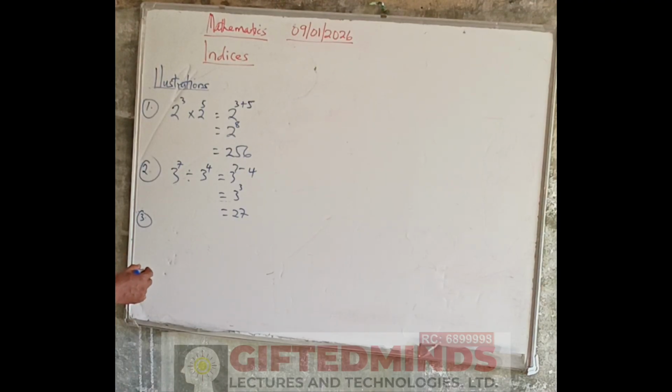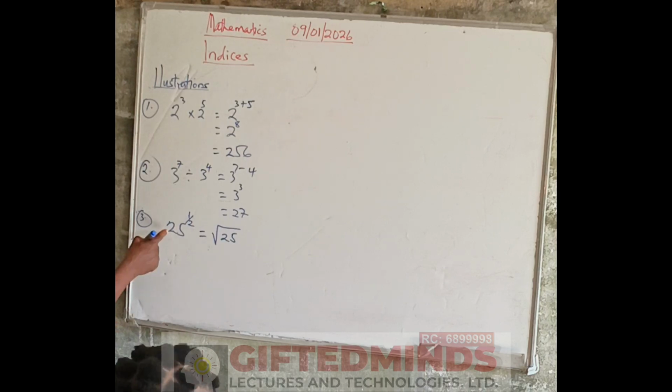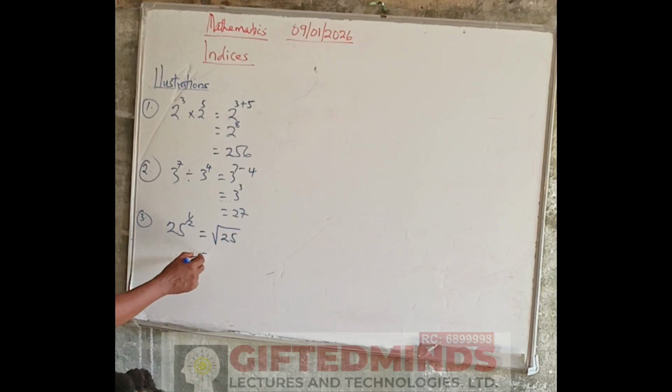Now, look at this. If you have 25 raised to power half, is that okay? What is our m? 2. What is our a? So you now have a square root. The a is inside the square root sign, right? Is that not so? Then the square is here. You know that in square root we don't usually write the 2. The square root of 25, you already know is 5, right?